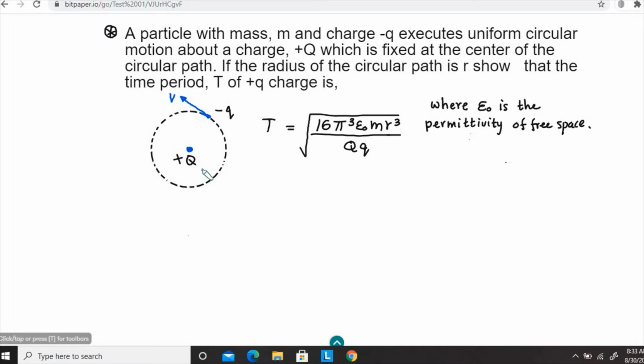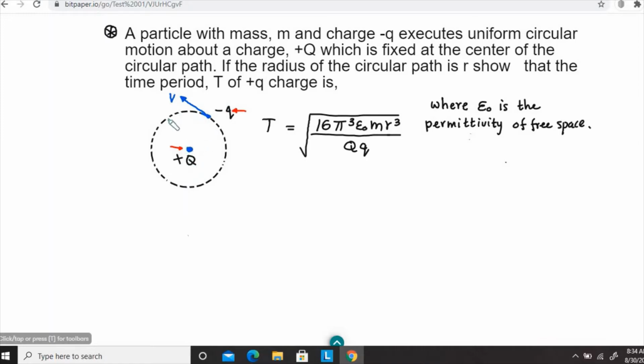So, if we read the question, it says that there's a charge with a negative charge, minus Q. So that is this particle over here. And it has a mass M. And it is executing uniform circular motion around this fixed charge, which is placed at the center. And that has a positive charge, plus uppercase Q.